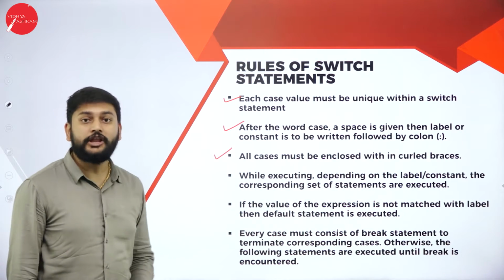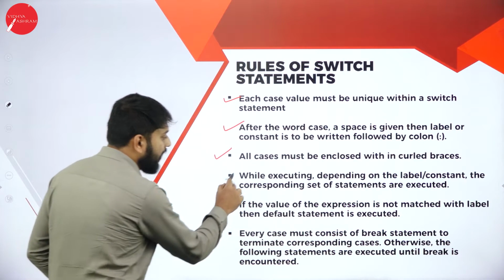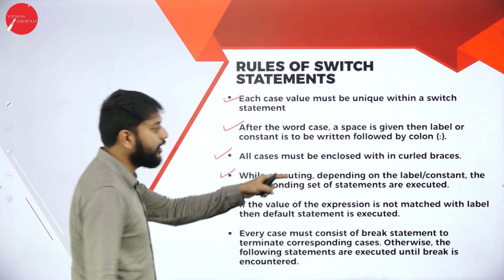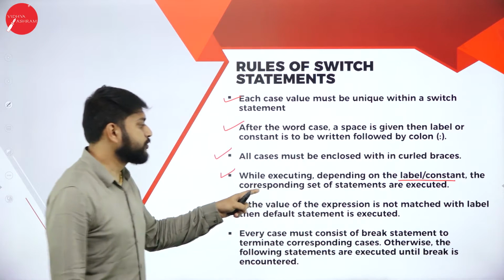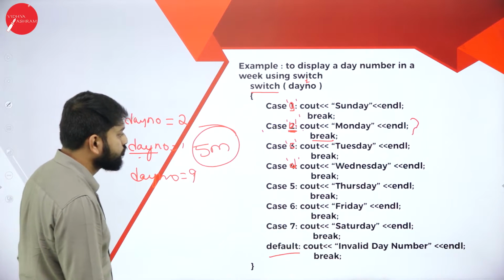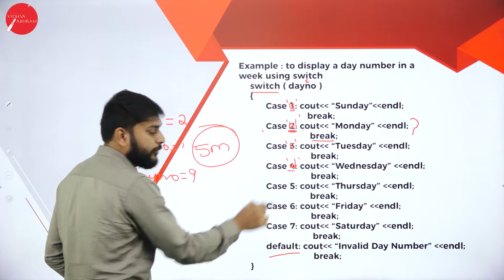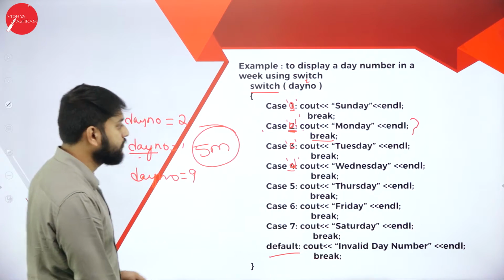All the cases must be enclosed with curly braces. So guys, the next point is while executing, depending upon the label or the constant, the corresponding set of statements will be executed. What is the meaning of it? Whatever statements I have here, depending upon the label, if I have my label as D, only these statements will be executed. That is what you need to understand.